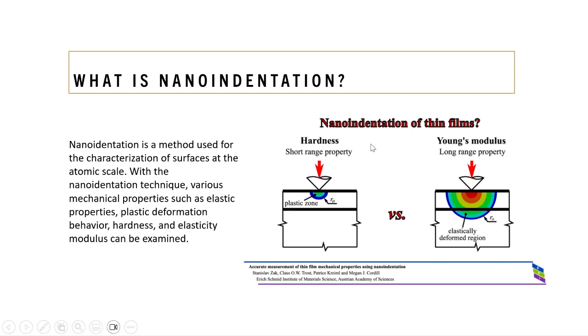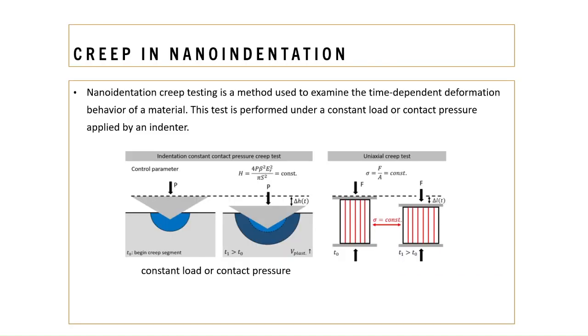The diagram on the right illustrates the measurement of hardness and Young's modulus of a thin film. In this case, hardness is a short-range property, while Young's modulus is a long-range property. The measured values of Young's modulus and hardness are the direct response of the elastic and plastic zone in the intended material. In this case, the response is in a thin film.